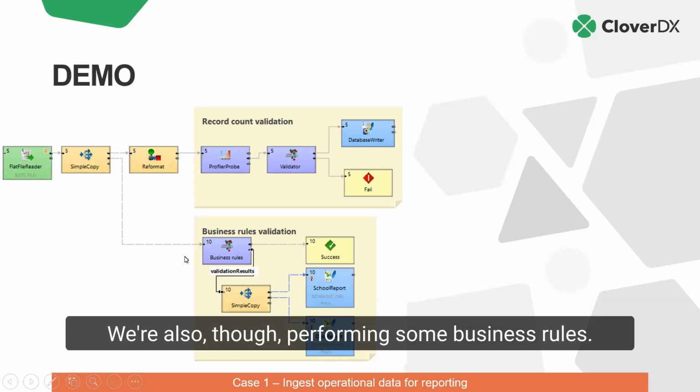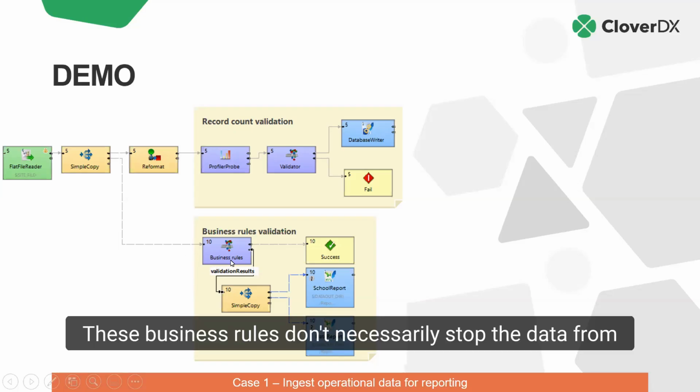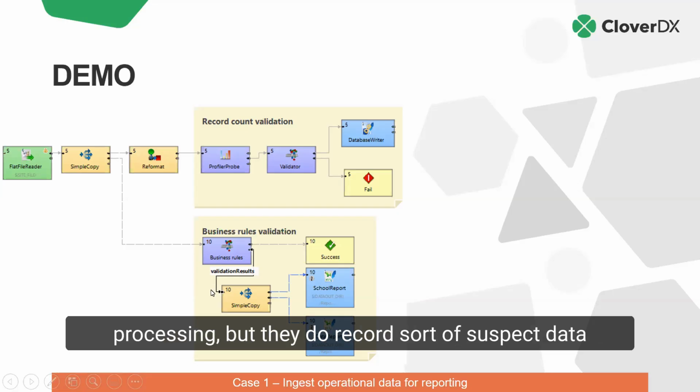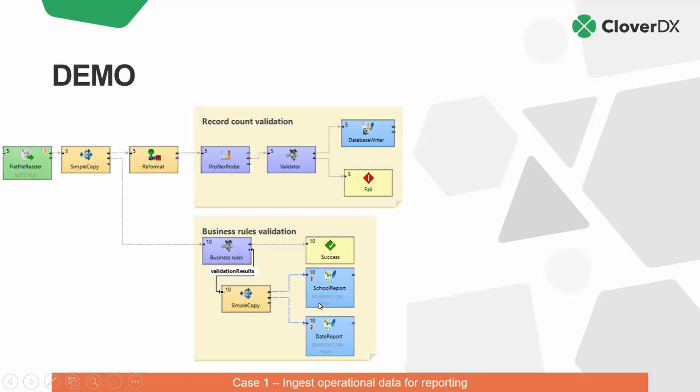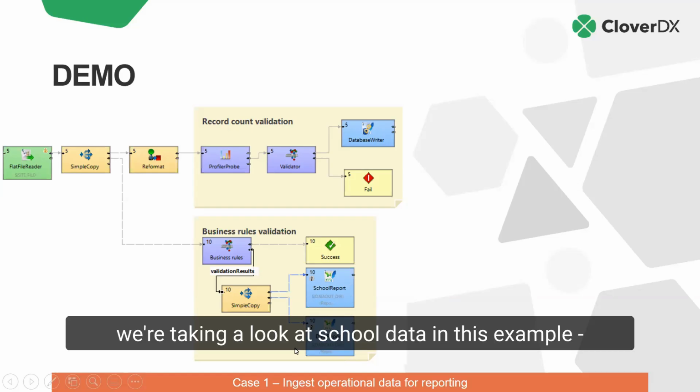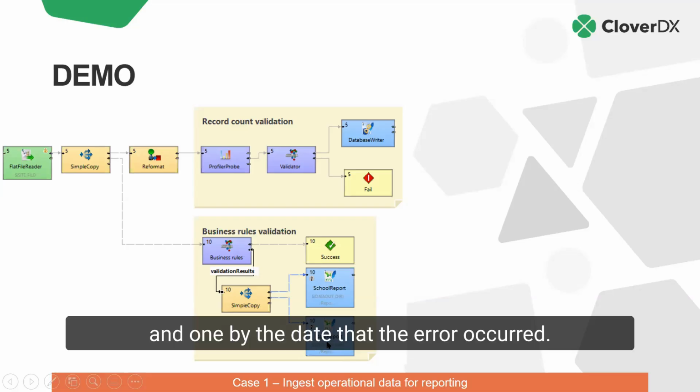We're also performing some business rules, right? These business rules don't necessarily stop the data from processing, but they do record suspect data or any bad data that we might get. We're logging that eventually to an Excel file, and in this case there are two Excel files generated, one by school. We're looking at school data in this example, and one by the date that the error occurred.